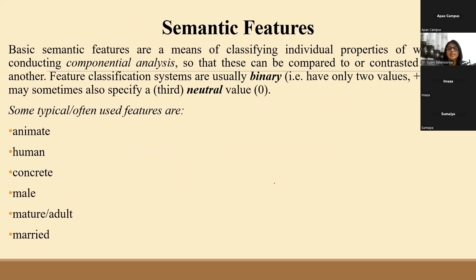In the discussion of semantics, we have to talk about semantic features also, because this is an area where we are talking about identifying features or characteristics of words. Okay, now this is quite interesting work. Look at this. Basic semantic features are a means of classifying individual properties of words. Right, identifying semantic features of a word means actually we classify the properties, means characteristics of the given words.